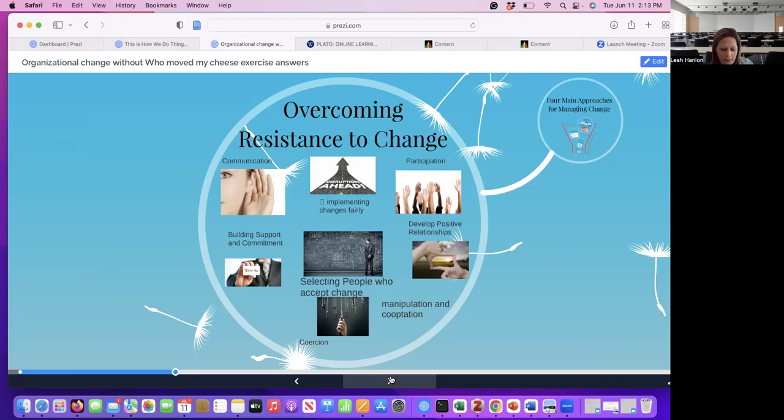And then coercion. This is when you threaten someone with a forced transfer. What we did in the horrible bosses example, he threatens him by saying he won't be able to get another job. So he's coercing him into doing what he wants.